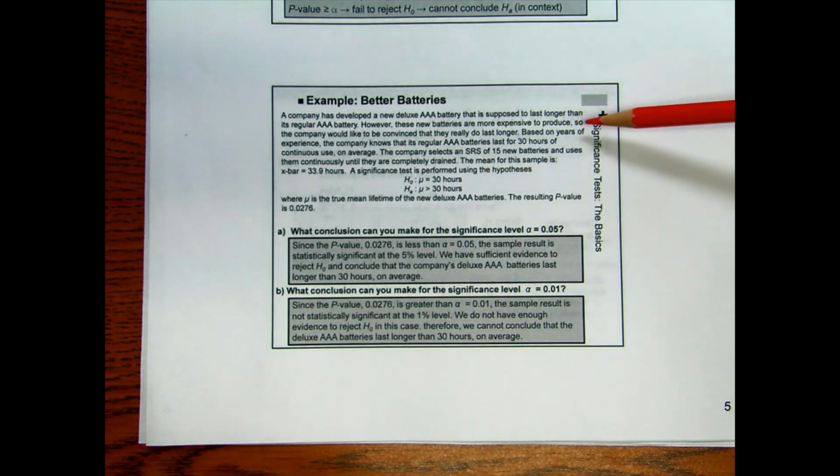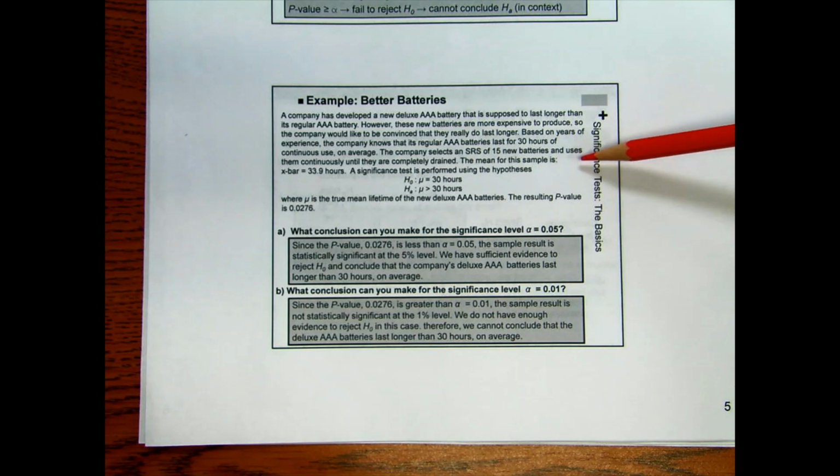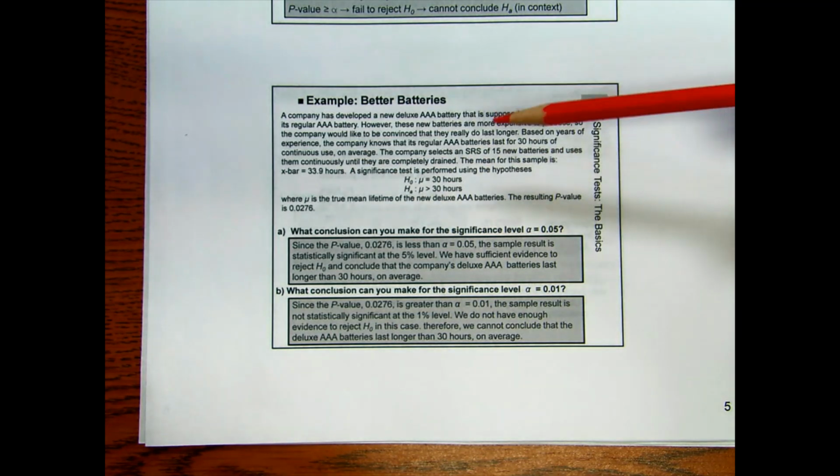A company has developed a new deluxe AAA battery that is supposed to last longer than its regular AAA battery. However, these new batteries are more expensive to produce, so the company would like to be convinced they really do last longer. Based on years of experience, the company knows that the regular AAA batteries last for 30 hours of continuous use on average. The company selects a simple random sample of 15 new batteries and uses them continuously until they are completely drained. The mean for this sample is 33.9.